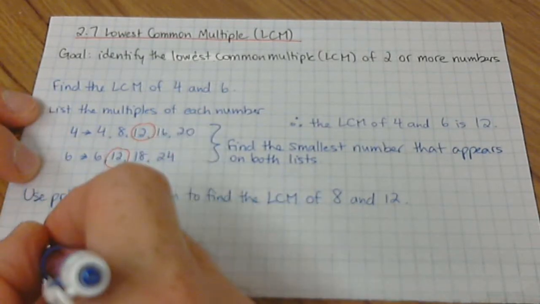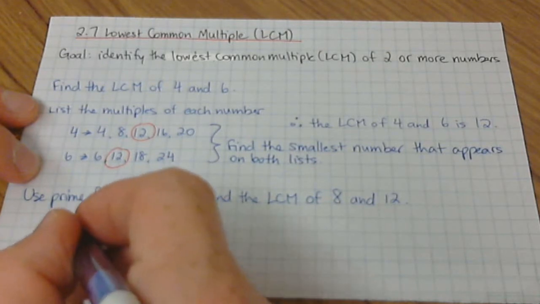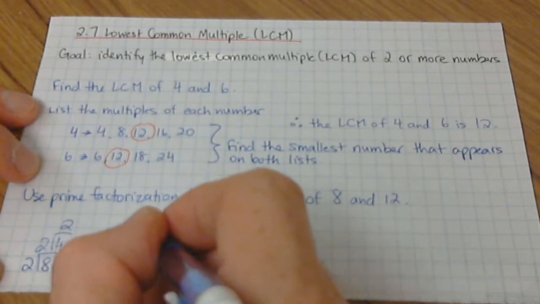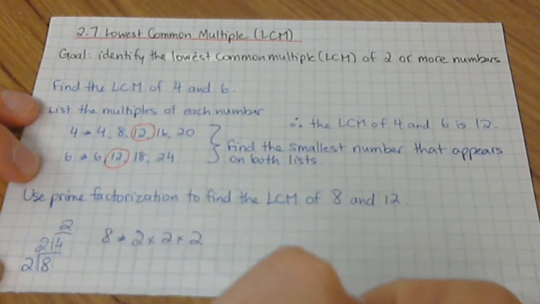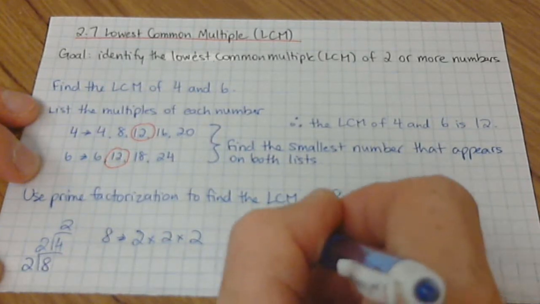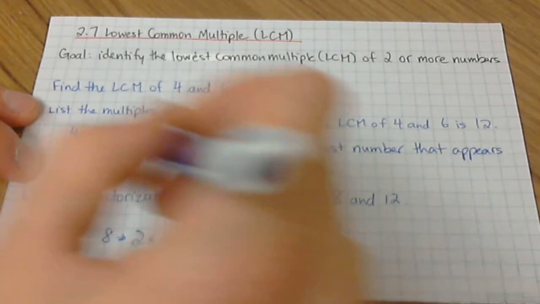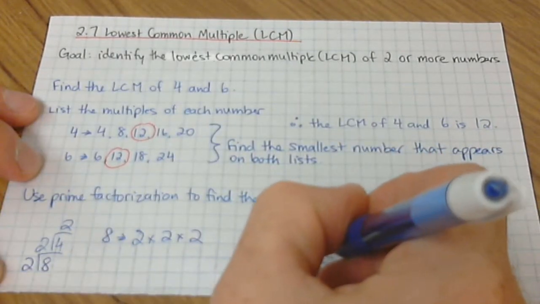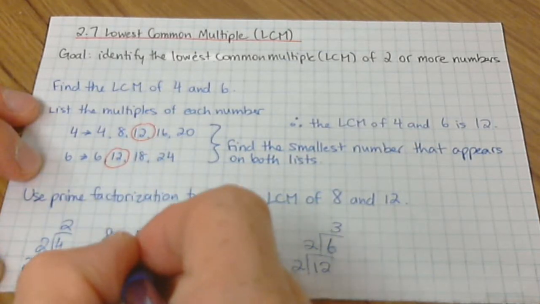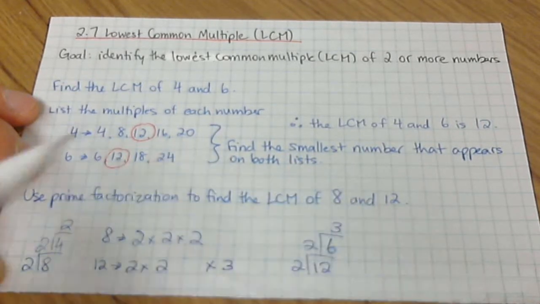I'm going to use repeated division. I know 2 goes into 8 4 times, and 2, and then 2. So the prime factorization of 8 is 2 times 2 times 2. Now over here I'm going to do 12. 2 goes into 12 6 times, 2 goes into 6 3 times. Anyway, so I say that 12 is 2 times 2 times 3.